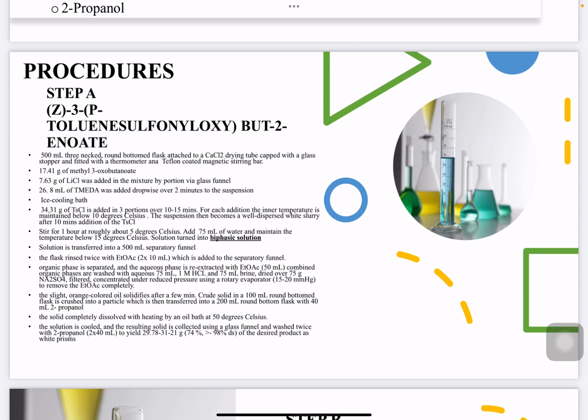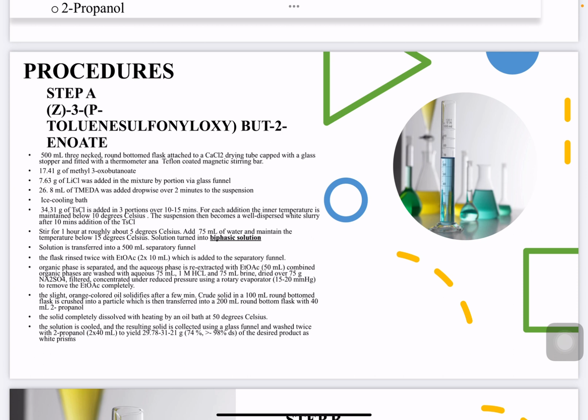The slight orange-colored oil solidifies after a few minutes. The crude solid in a 100 ml round bottom flask is crushed into particles, which are then transferred into a 200 ml round bottom flask with 40 ml of 2-propanol. The solid completely dissolved when heated by an oil bath at 50 degrees Celsius.